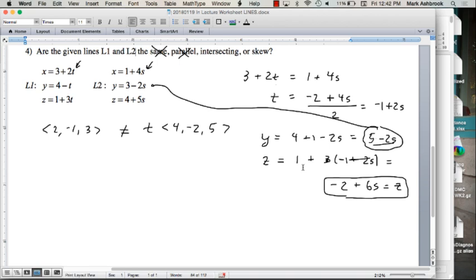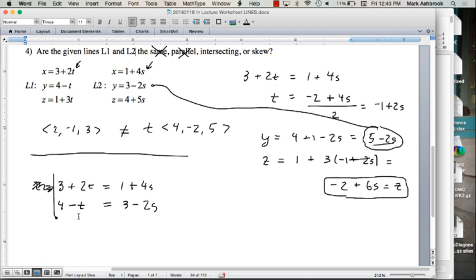Here's just quickly another way to do this. You could solve, this I know for sure works. So again, x equals 3 plus 2t equals 1 plus 4s. Set the x's equal. Set the y's equal. This will give you what? A solution for t and s. T equals something, s equals something. So that would be the values of t and s that together would make the x and y correct.